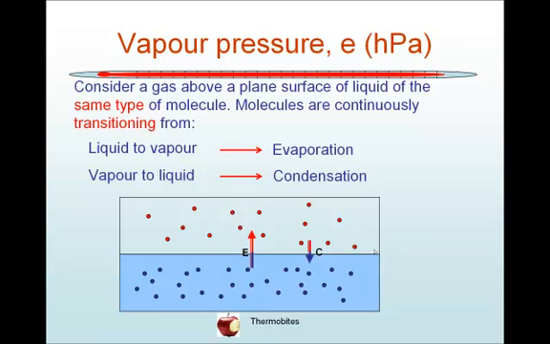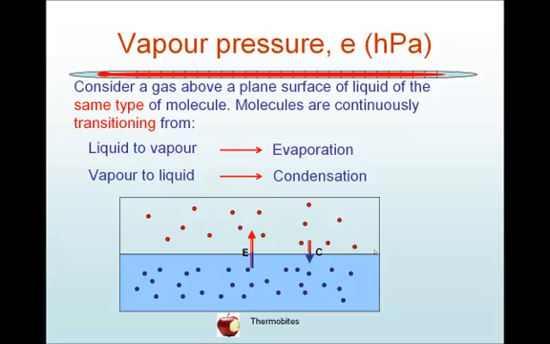So consider a gas above a plane surface of liquid of the same type of molecule. In this case we'll be considering water vapor and liquid water. Molecules are continuously transitioning from the liquid to vapor phase, which is known as evaporation, and from the vapor to the liquid phase, which is known as condensation.